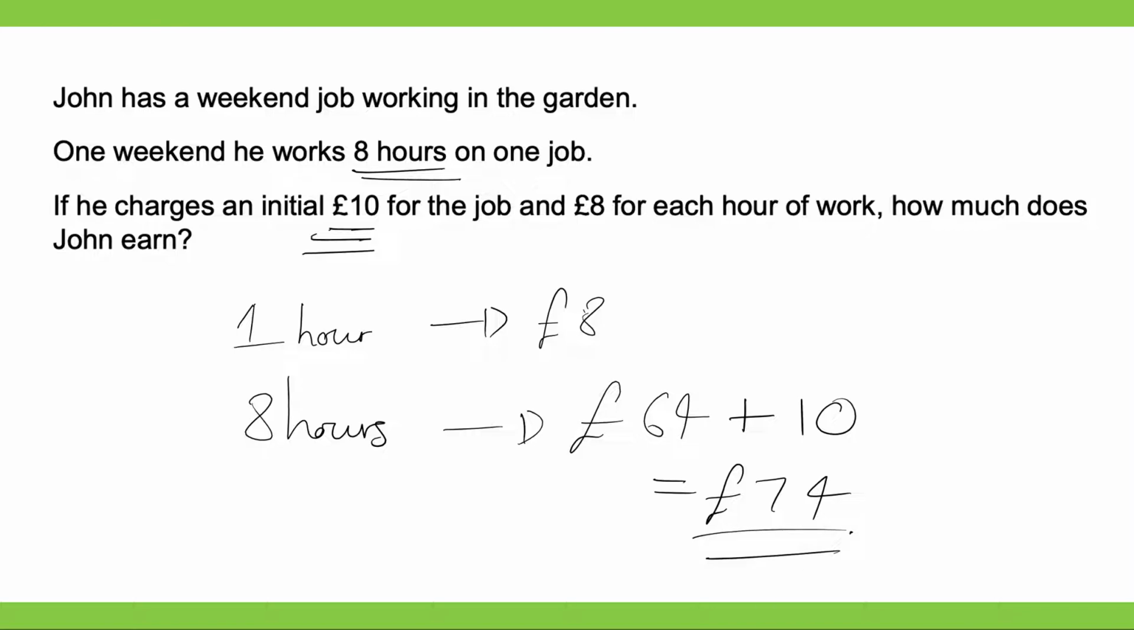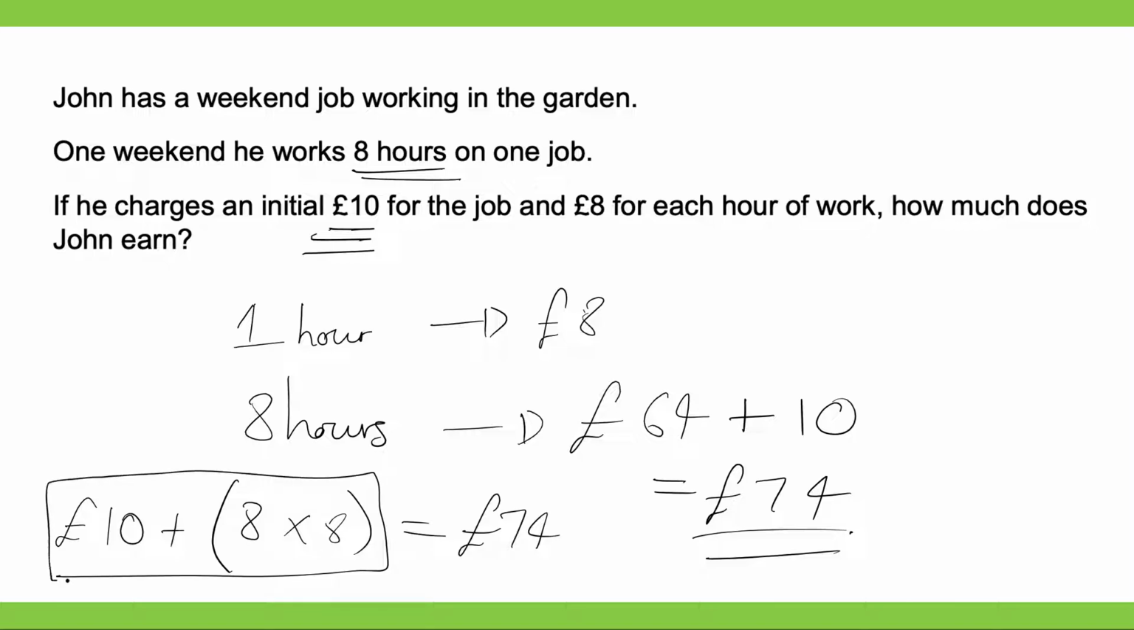Now we found out an answer, but how would we do this in equation form? So we have an initial £10. So let's just write that down here. And now whatever money we earn, we have to add it onto the £10. And he works 8 hours, and £8 an hour. So we would put in brackets 8 multiplied by 8, signaling the hours he works and the money he earns for each hour. This would give us the same £74 answer. So if you were to work this out, you would use this equation.